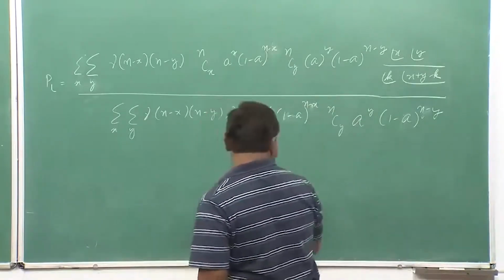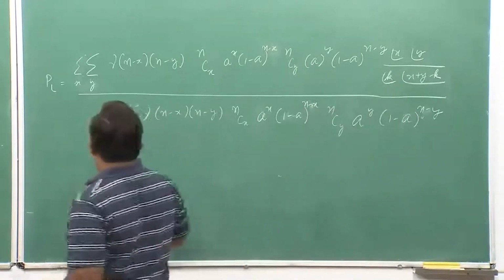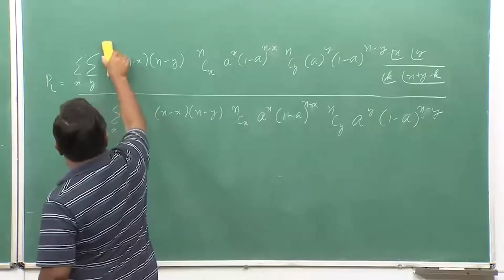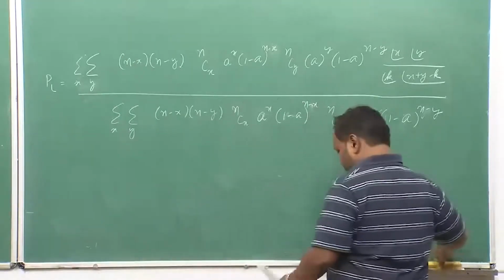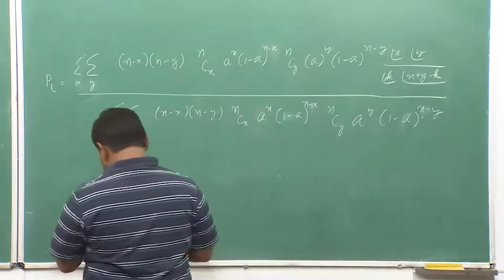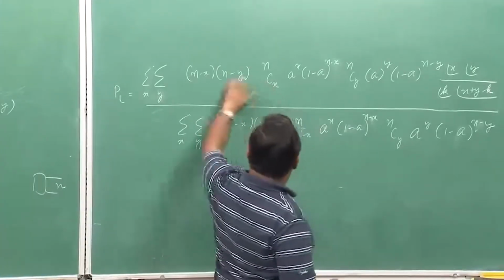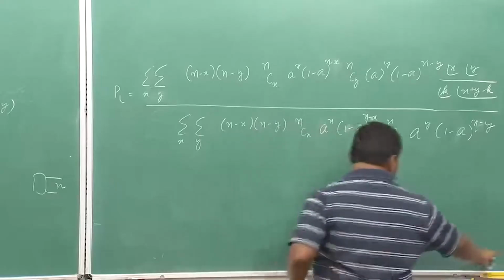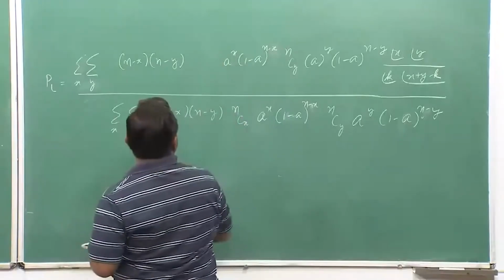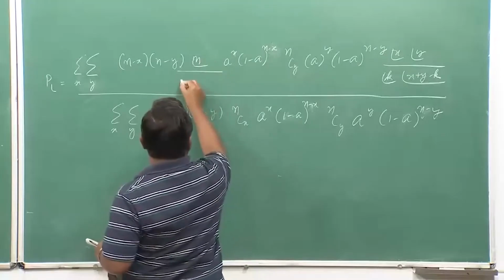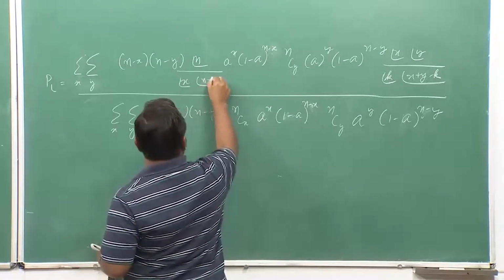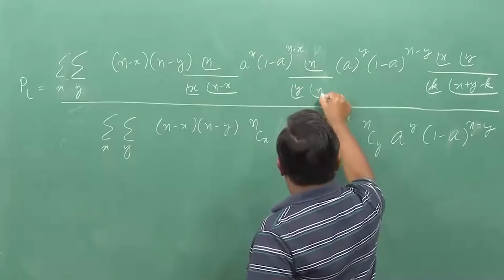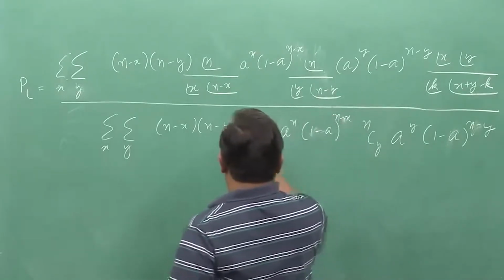So, let us now start solving it. We can see this gamma and gamma will cancel. So, that is very good. Let us see now what we have to do next. I can expand this NCX so that I can solve these n minus y and n minus x terms. So, let me do that. I can write it as n factorial divided by x factorial times n minus x factorial. I can do the same thing for this, and the same thing can be done here also.